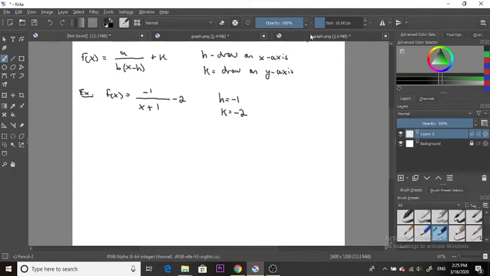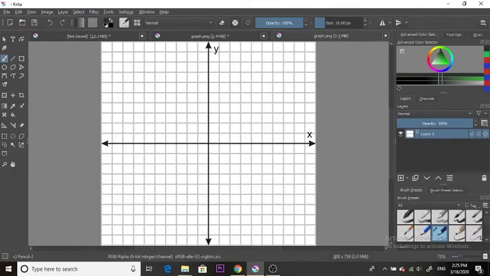So let's go ahead and draw those onto our graph here. So at -1, we mark off on the x-axis, and then we just draw in that dotted line. And then we mark off our k, which was -2, on the y-axis. And then we just draw in that dotted line. So we now know where our asymptotes are.